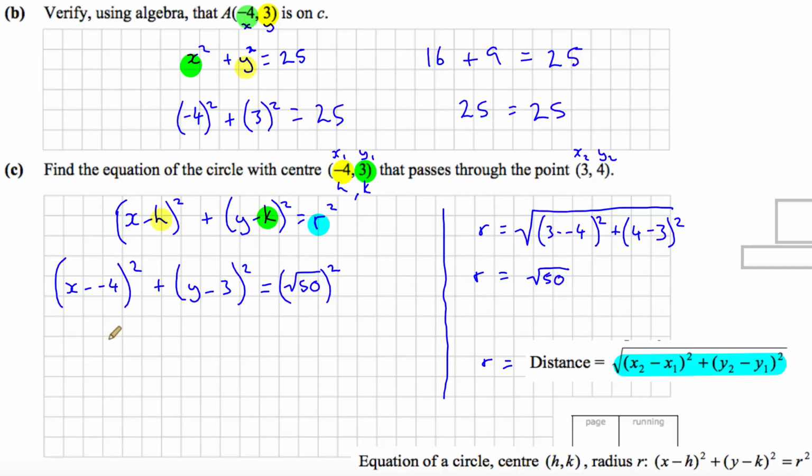So when we tidy this up a little bit now, we've x minus -4, well, that's just x plus 4, as a minus and a minus beside each other becomes plus. So x plus 4 all squared, plus y minus 3 all squared is equal to root 50 squared, which is just 50, if you do that bit on your calculator. So that's the equation of the circle, and that's the end of question 3.